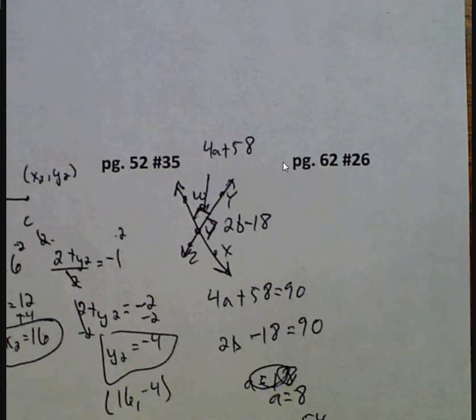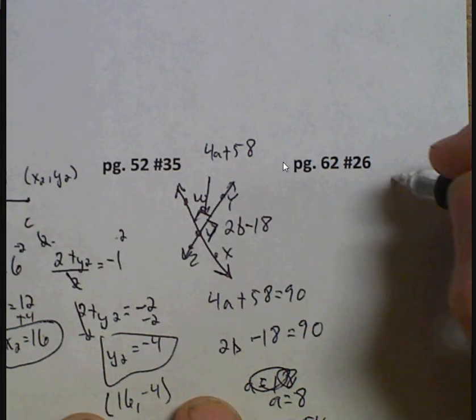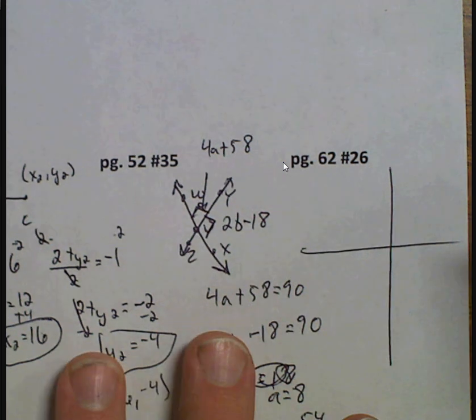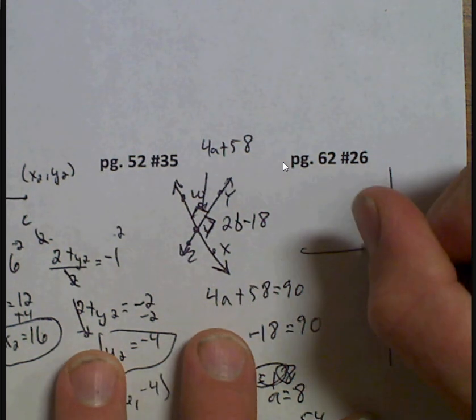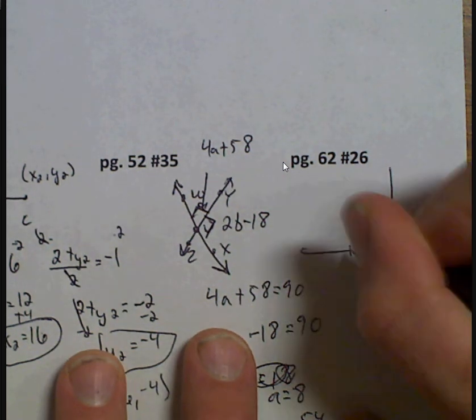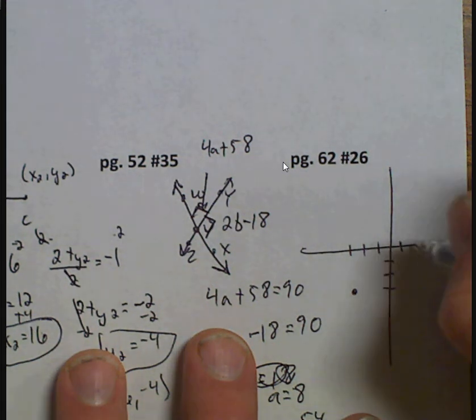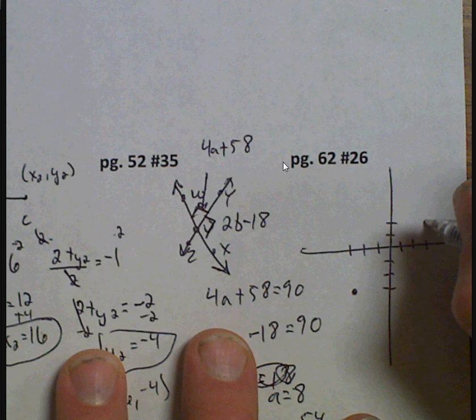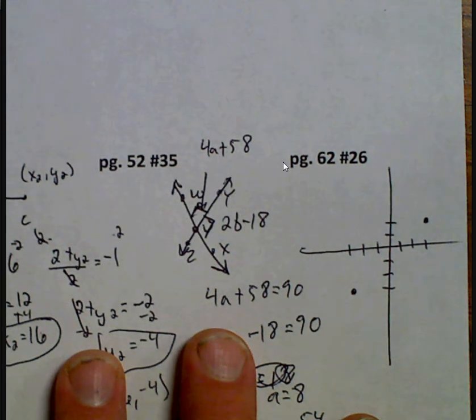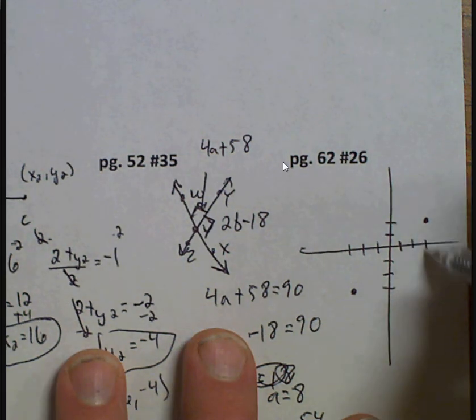Page 62, number 26. It says graph each. So I'm going to go ahead and graph this and see what it looks like first. So we got negative 3, negative 1, 2, 3, negative 1, 2, 3. I got 3, 2. So 1, 2, 3, 2. And I got 3, negative 3. 1, 2, 3, negative 1, 2, 3.